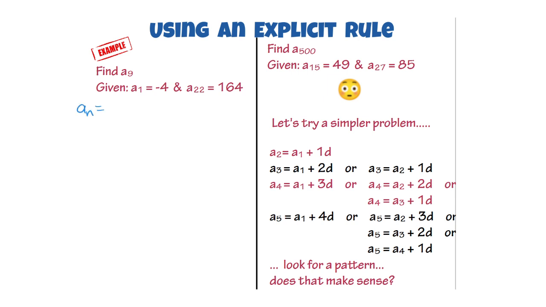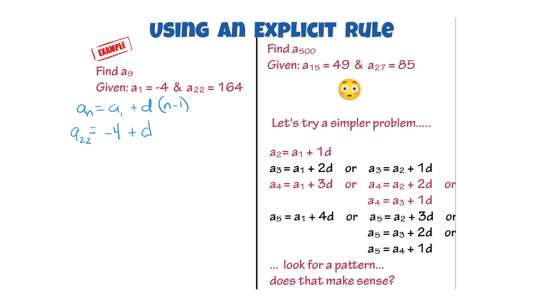The nth term would be the first term plus the common difference times n minus 1. All right, so let's fill in what we can. Well, I know that the first term is -4. I don't really know what I'm adding, so I'm going to leave that as a d. But what I could do is put in the 22nd term right here.